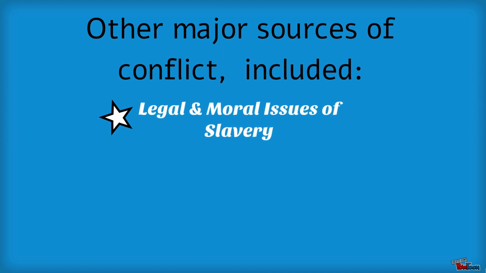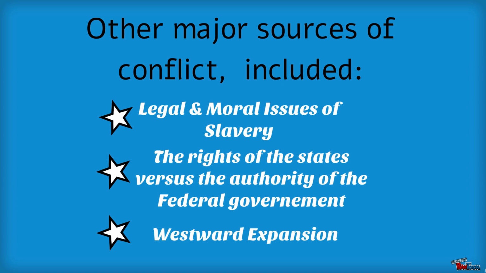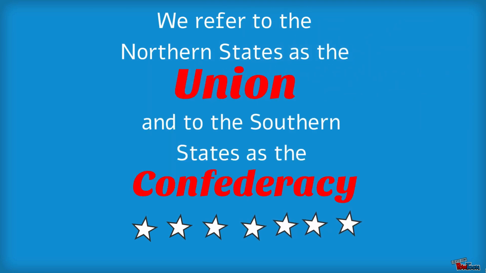Other major sources of conflict included legal and moral issues of slavery, the rights of the states versus the authority of the federal government, and westward expansion. We refer to the northern states as the Union and to the southern states as the Confederacy.